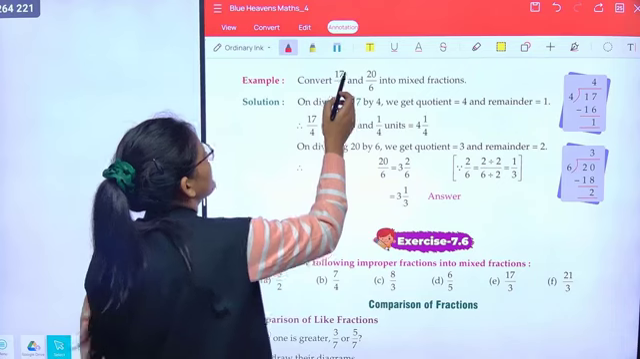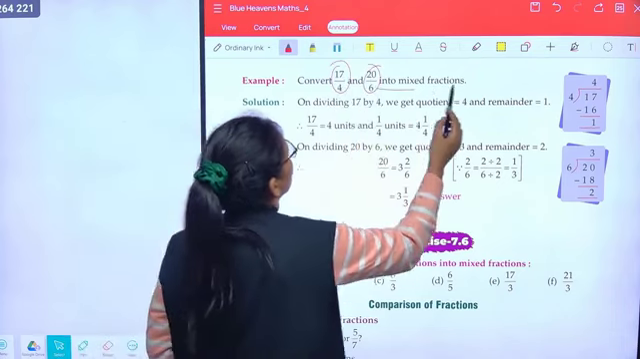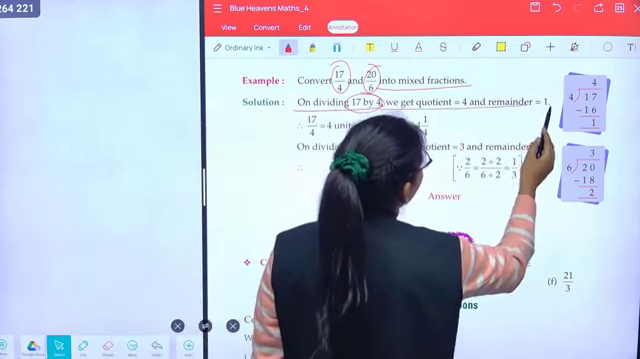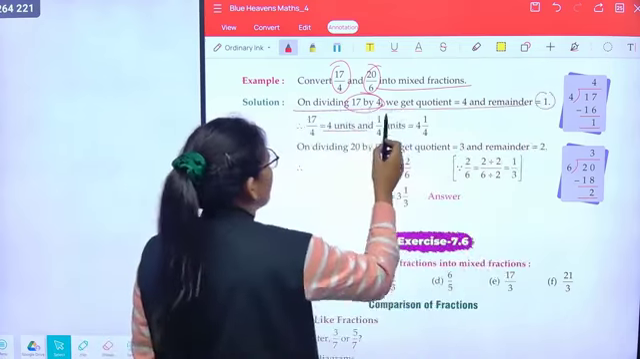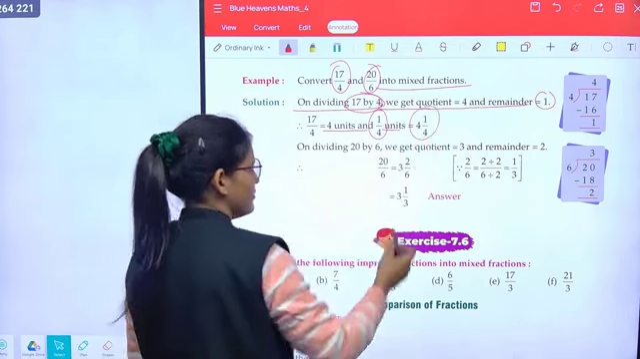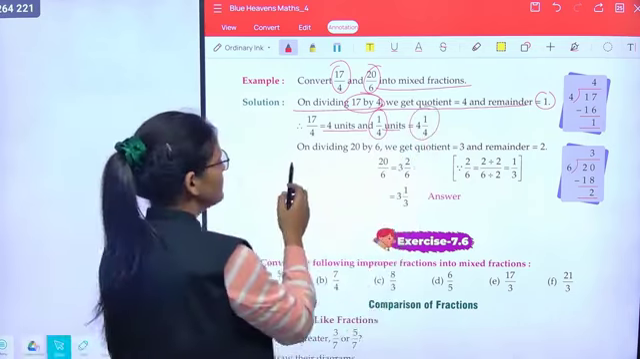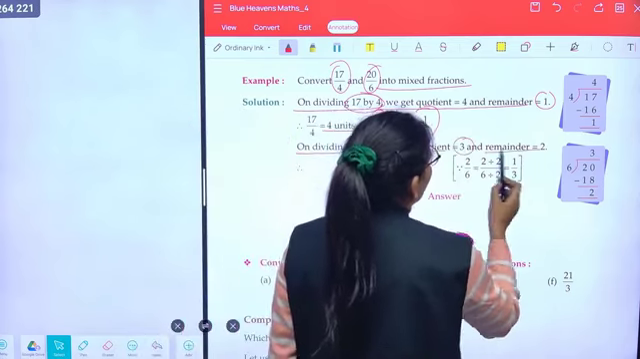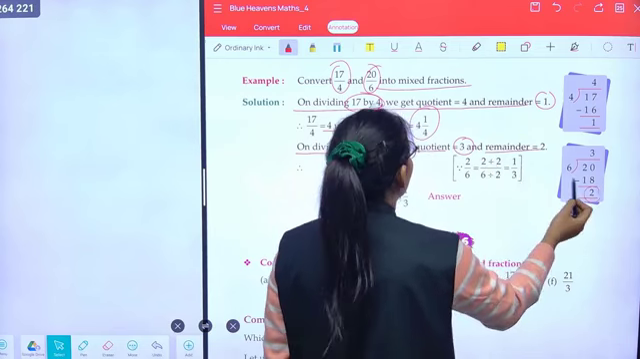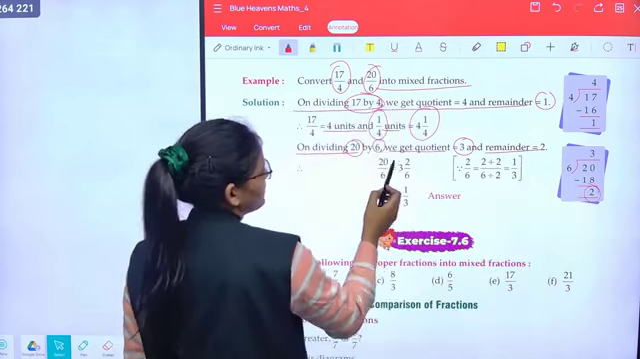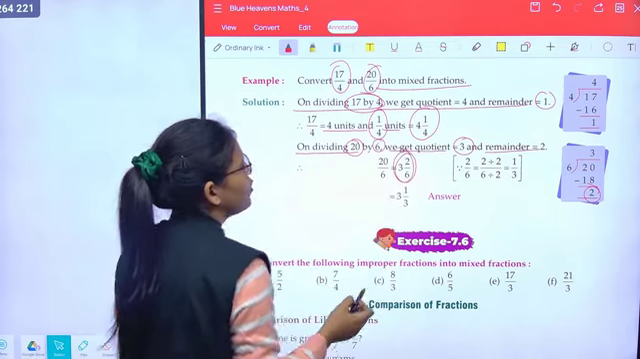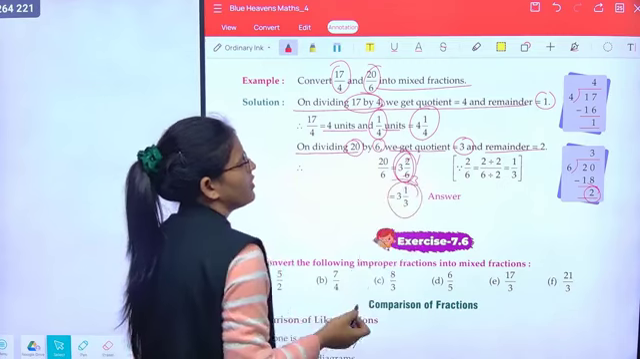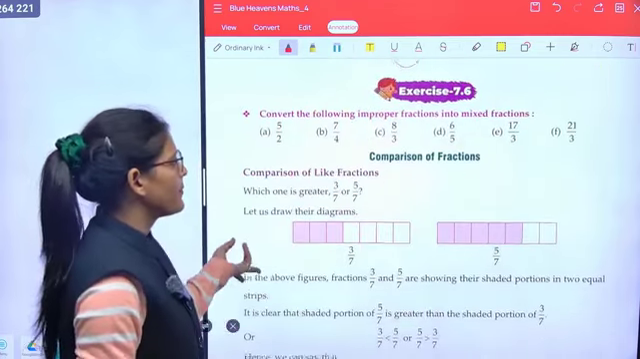Now convert 17 by 4 and 20 by 6 into mixed fractions. On dividing 17 by 4, we get quotient 4 and remainder 1. So it is 4 and 1 upon 4, that is 4, 1 by 4. On dividing 20 by 6, we get quotient 3 and remainder 2. So it is 3, 2 upon 6. 2 ones are 2, 2 threes are 6. So that is 3, 1 upon 3. Answer.